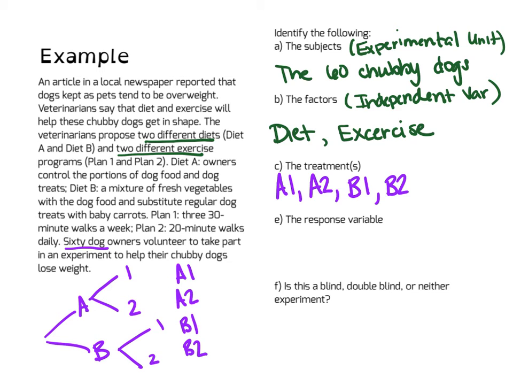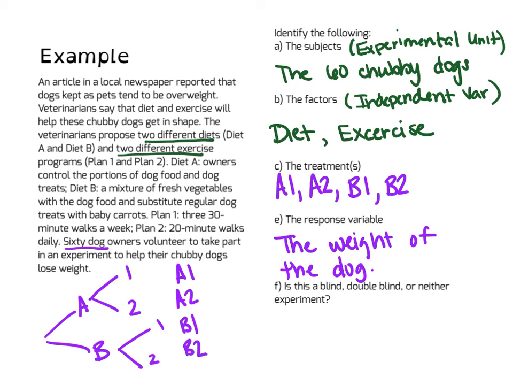The response variable. Well, what am I trying to measure now? How do I know if these things are successful? Well, I know they're successful by measuring the dog's weight at the end. So I'm going to measure the weight of the dog. That's what we're going to measure. We're going to measure the weight of the dog as a response variable, right?